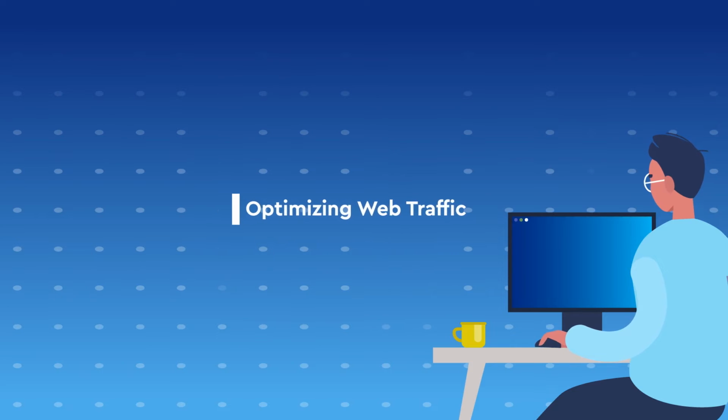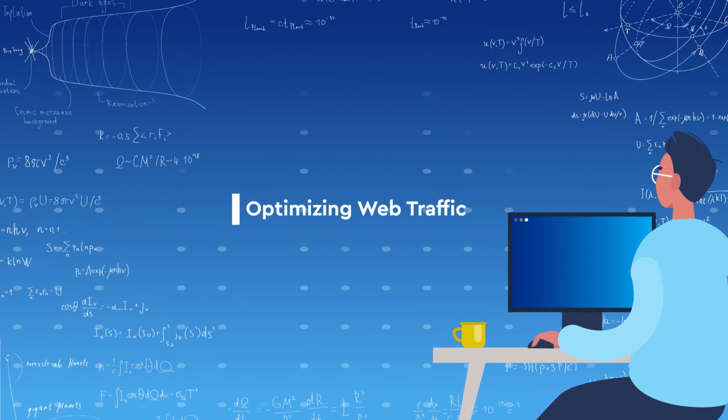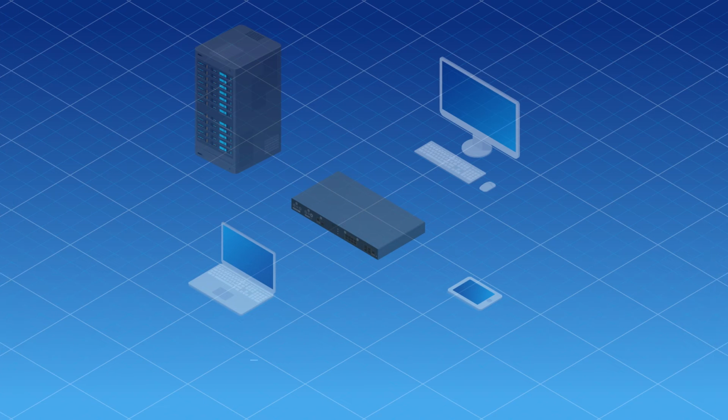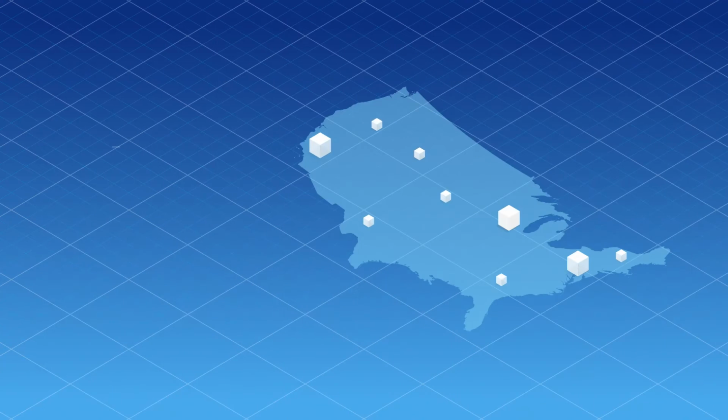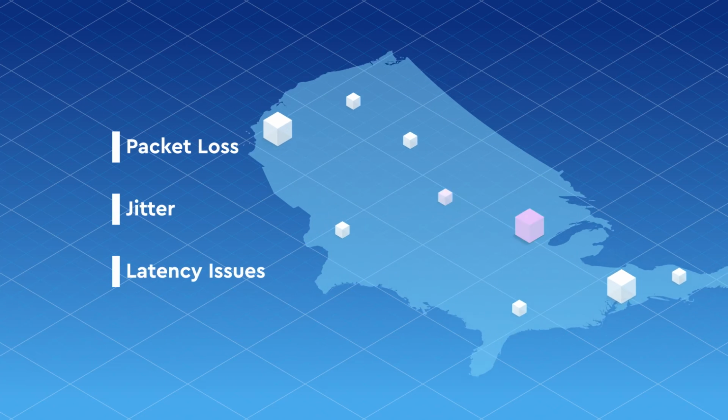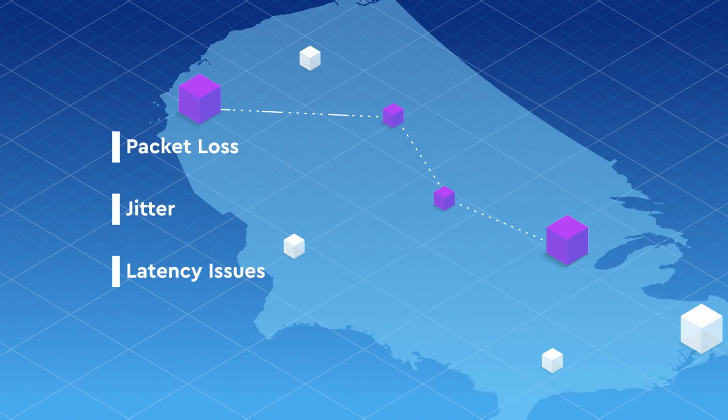Optimizing web traffic isn't just about how dependable your carrier is. That's just part of the equation. We ensure that your network is optimized end to end. This starts with your LAN and making sure that packets are routed locally in the most efficient manner. Then we focus on the WAN, protecting against packet loss, jitter, and latency issues, while also ensuring your data is routed in the most efficient way.